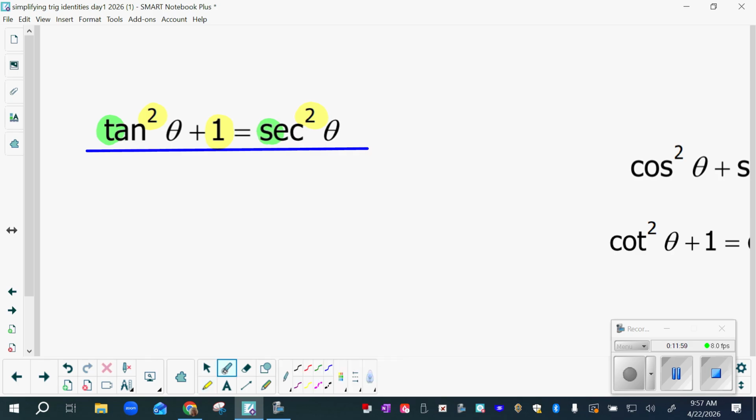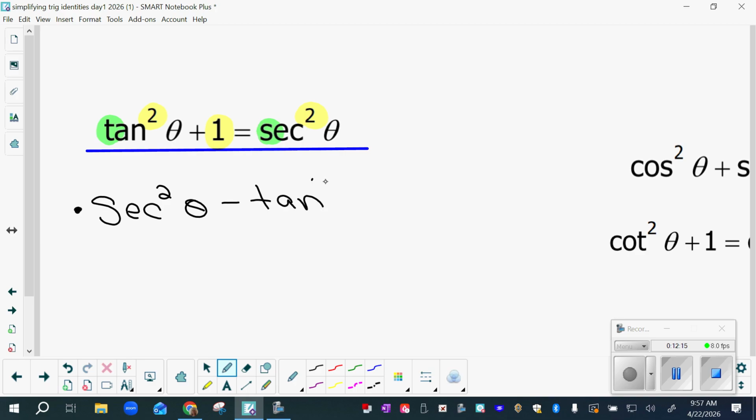We have some friends for him. Here's one of his friends. Watch what I'm going to do. I am going to do this. Oh, he's kind of weird. Here's our first one: secant squared minus tangent squared equals 1. You know what I did? I just moved this one over, because sometimes we like the 1 all by itself.